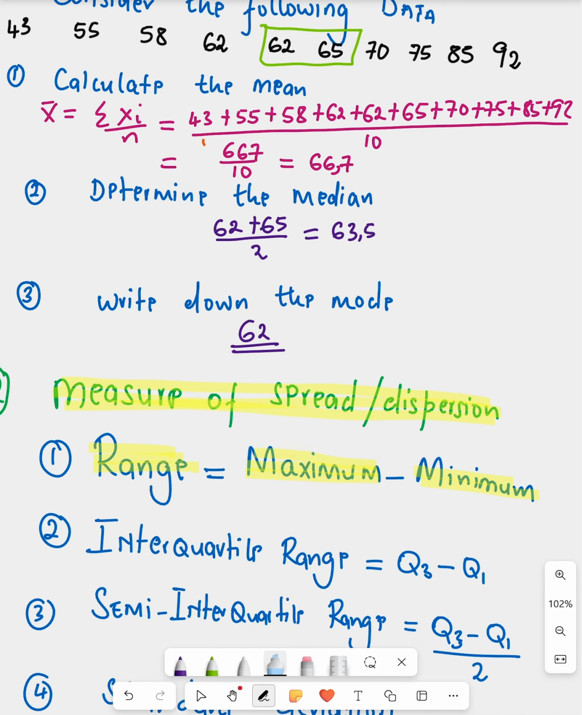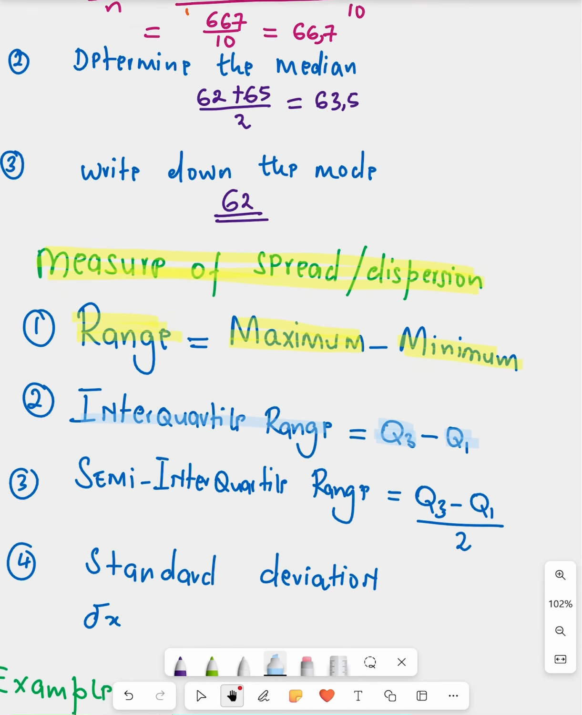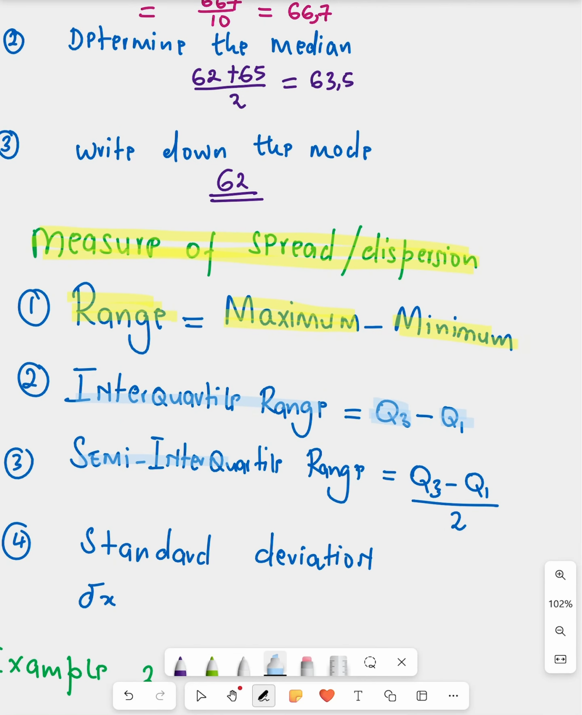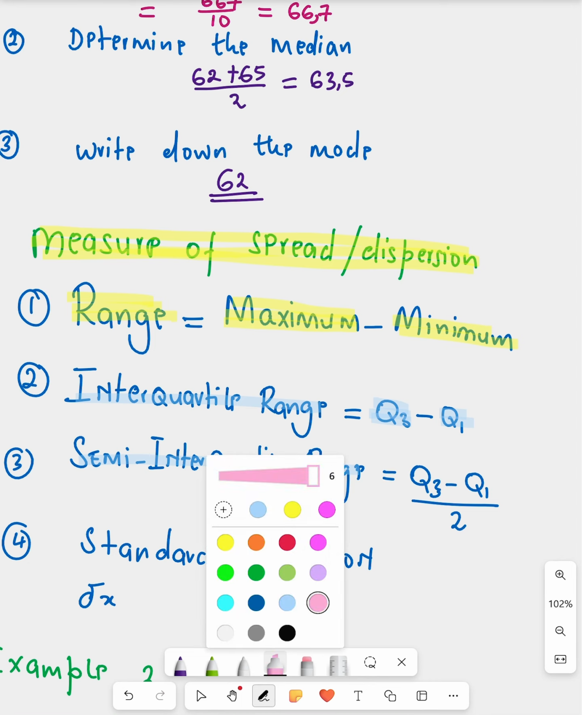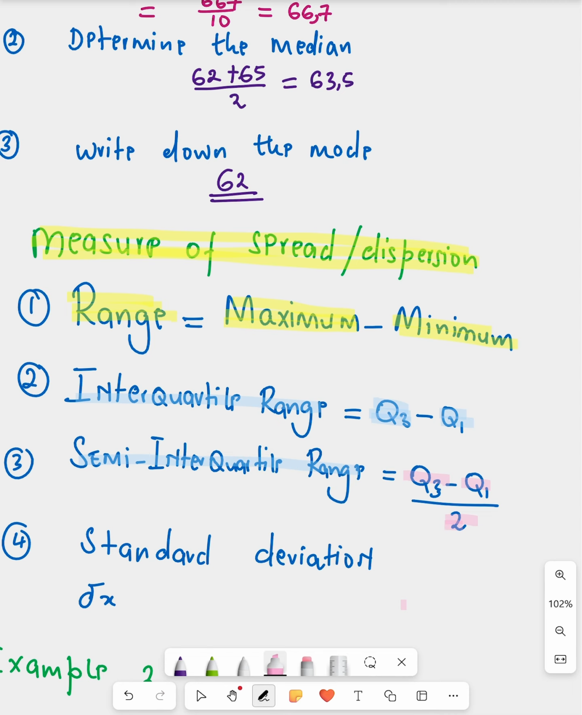Interquartile range is given by upper quartile, which is Q3, minus lower quartile, which is Q1. And then we also have the semi-interquartile range. Semi-interquartile range is given by Q3 minus Q1 all over 2. Basically, it is half of the interquartile range. And then we also have standard deviation. For standard deviation, you will just use a calculator to find it. This is the notation for standard deviation.